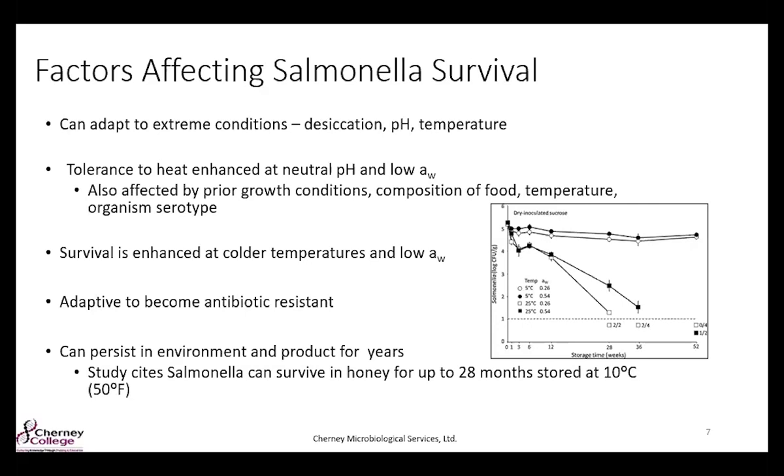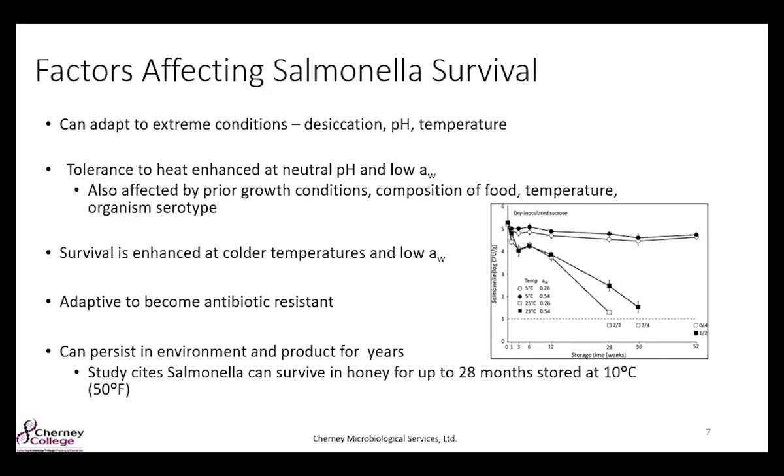I'll direct your attention over to the graph on the right-hand side. What's shown here is a dry sucrose product that's been inoculated with Salmonella. On the bottom of the graph, we're talking about storage time in weeks, and on the y-axis of the graph, we're talking about how much Salmonella is present. The sugar was inoculated with levels of Salmonella, and you can see as we go further and further out, those top 2 lines up there, that Salmonella level stays fairly consistent. And those top 2 lines are when it's stored at refrigerated temperatures.